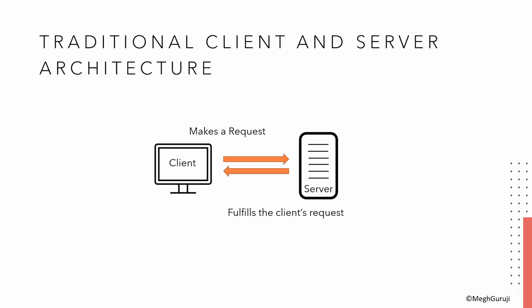So in the traditional client and server architecture, the client makes some request and the server fulfills it with some data, and then again the client makes some more requests and the server fulfills them with more responses. This way the transaction happens. Similarly, if you go to a shop to buy something, you make a request: you give some money and ask for something, and the shopkeeper gives it to you in response. So this is the traditional thing that is happening.